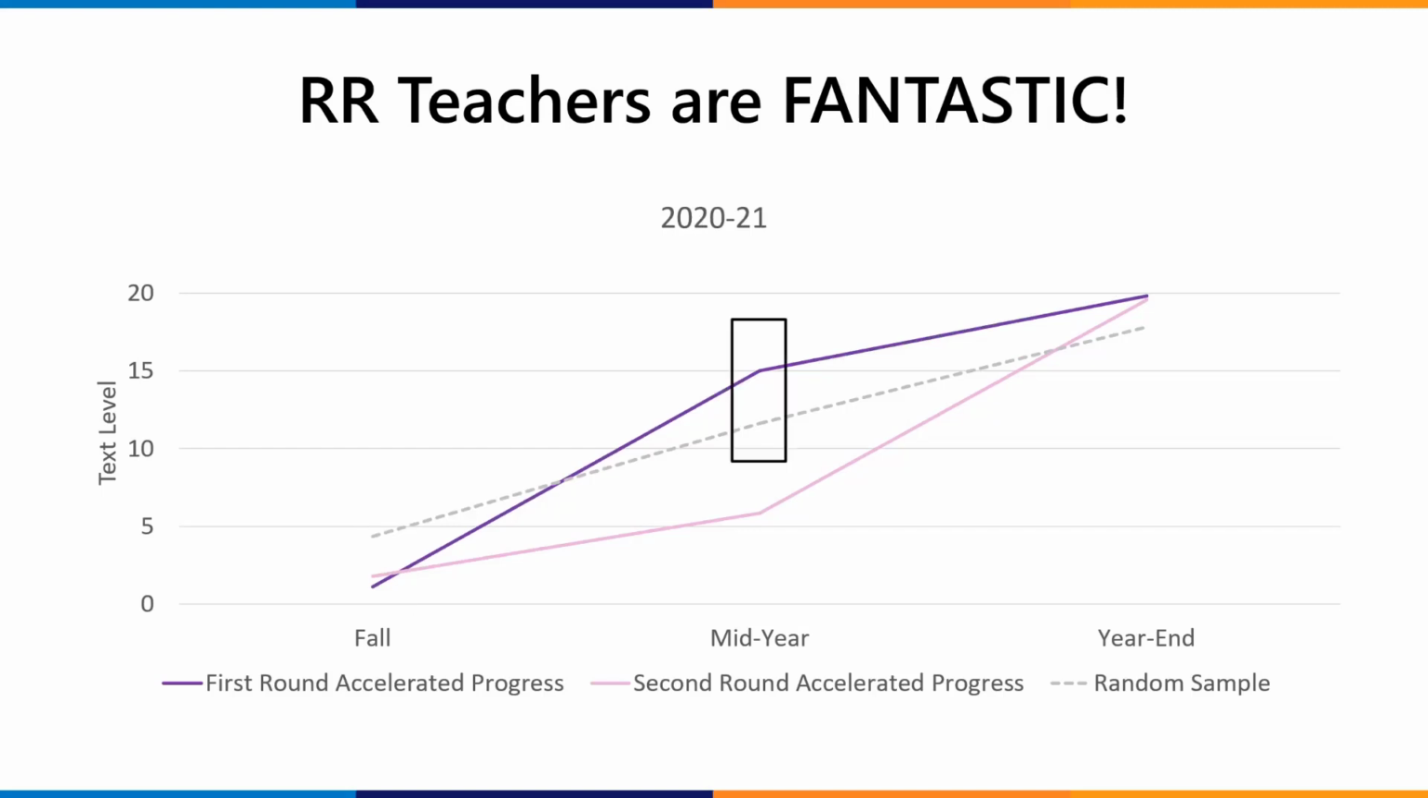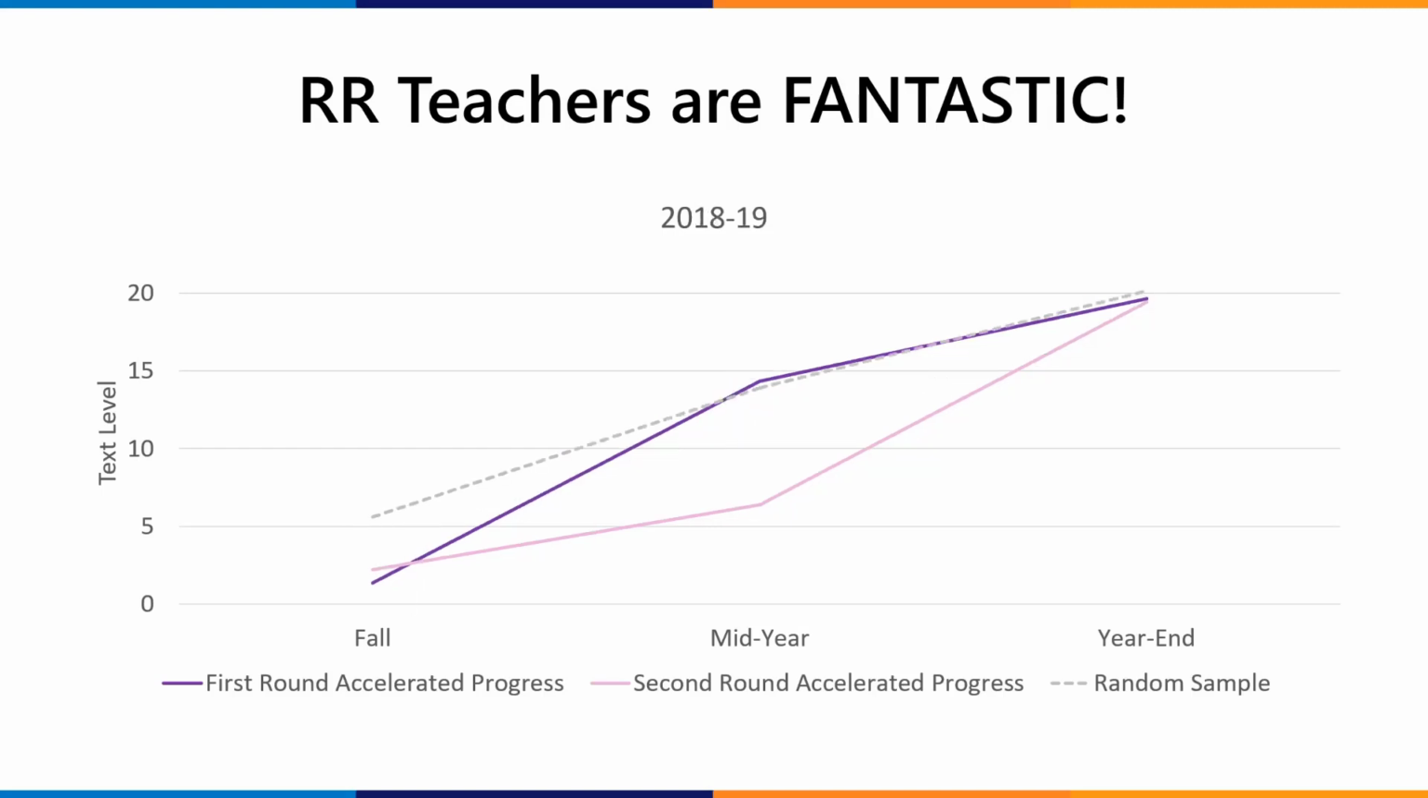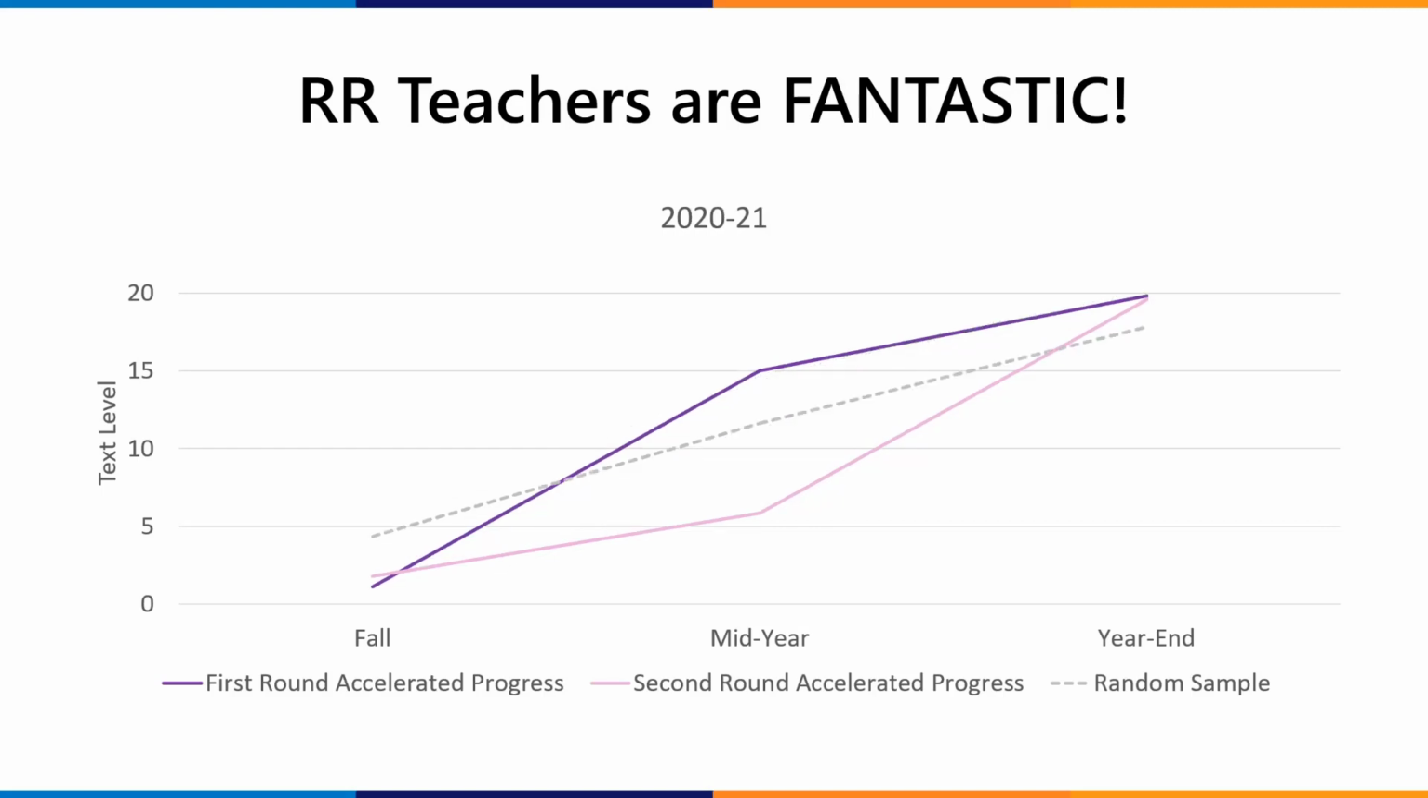And then the other big difference is at the end of the school year. Right here, our Reading Recovery kids, including our second round kids, finished above the typical first grader or random sample. So let me go back to last year, 2018-19, so you can see how the random sample are typically right there with our students. But our students finished higher than the random sample this year.